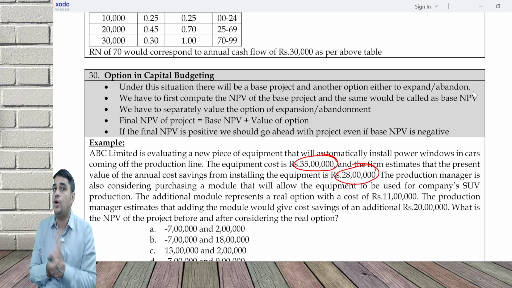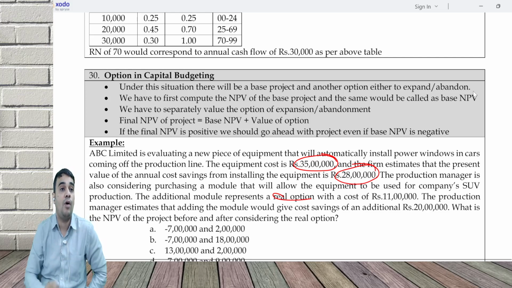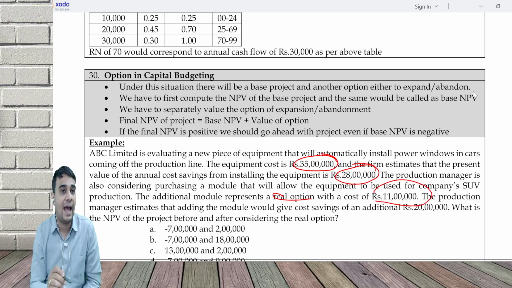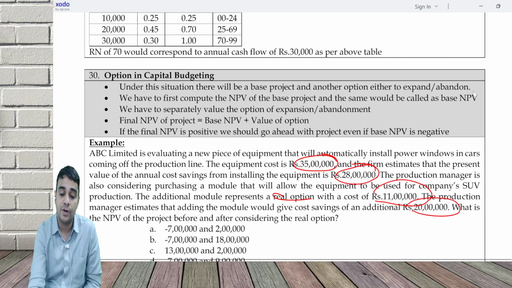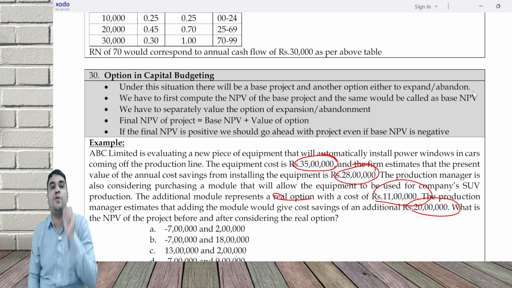Equipment, you are saying you don't want to do it. Why are you saying you don't want to do it? Because it has a negative NPV. But if you buy this module, the module is a real option, which will cost 11 lakh but will save you 20 lakh. So the module has an NPV of 9 lakh.